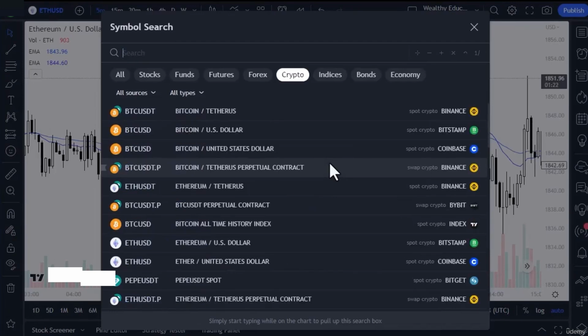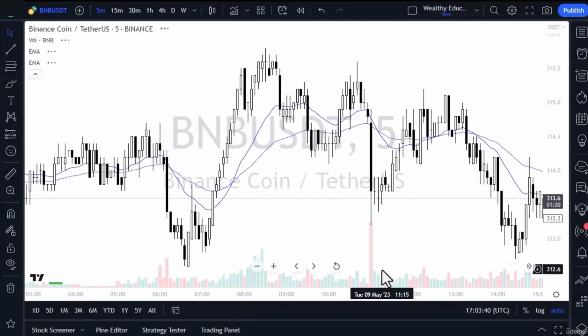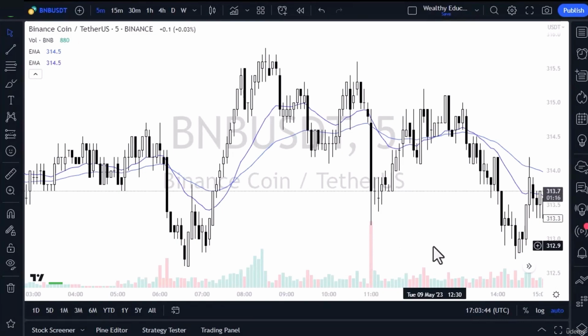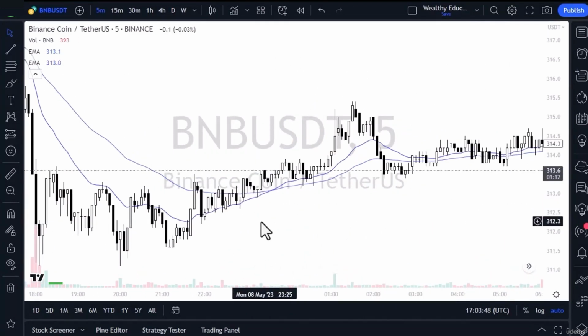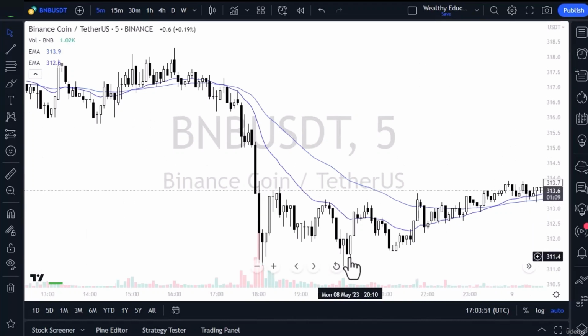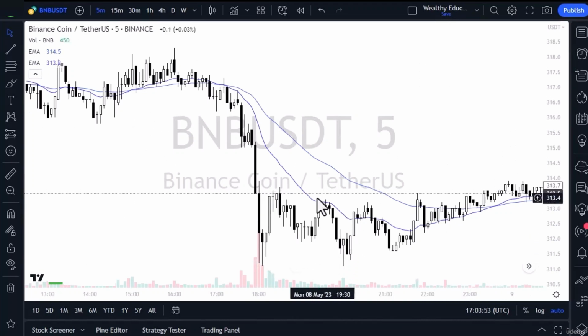Let's look at another couple of examples. So Binance, you can see a nice little hammer there. Took a little while to take off, but it did. It went up to this resistance barrier.